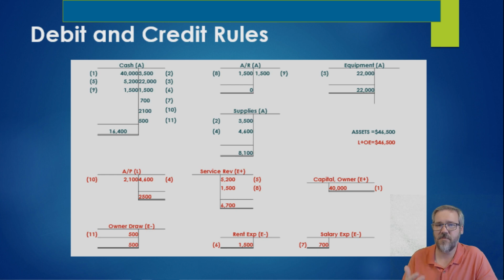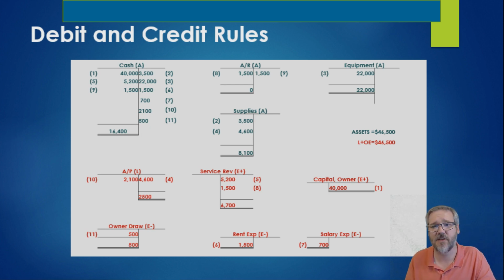I can see all of my cash transactions along with their reference numbers. 1, 5, 9 on the debit side, 2, 3, 6, 7, 10, and 11 all on the credit side. But again, because cash is an asset, and that's what that little A means there, cash has a normal debit balance. It will always have a debit balance because, again, you cannot possess negative cash. Cash now has a debit balance of $16,400. Again, it is an asset.